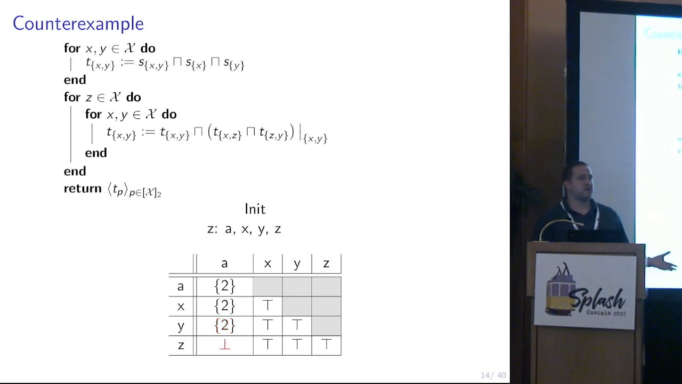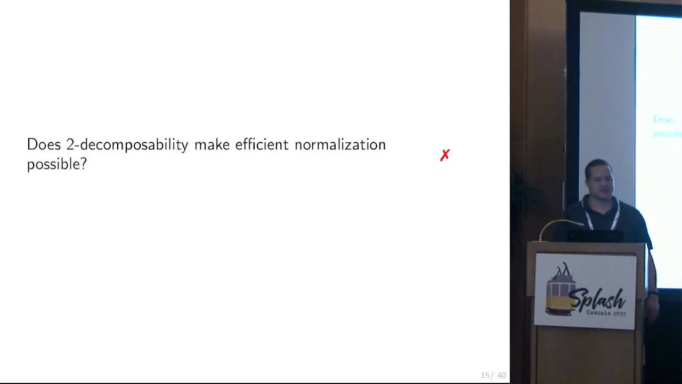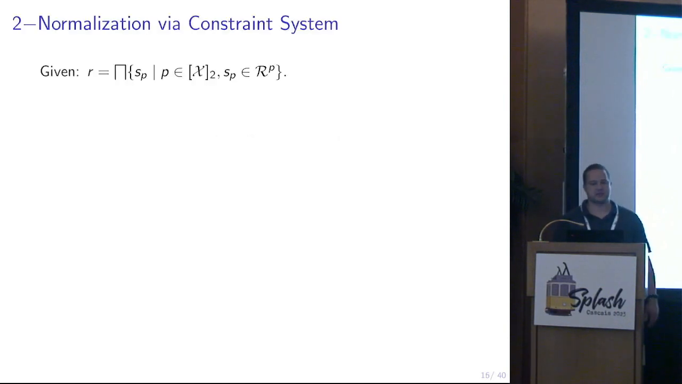Then we propagate all of the improvements that can be made via Z. So then we end up with this value here, where we have computed the 2 normalization for all of the values, for all of the clusters in which A appears. However, the algorithm is now done. So we stop, and we have the problem that for this example here, our algorithm has failed to compute this 2 normalization because we have tops everywhere here. So actually, 2 decomposability alone does not already make this efficient normalization possible.